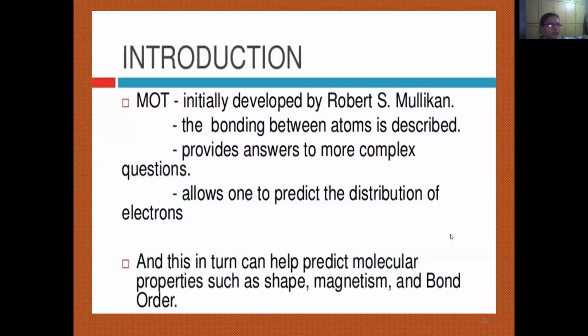Then coming to molecular orbital theory. Initially it was developed by Robert S. Mulliken. Bonding between the atoms is described here, and it allows us to predict the distribution of the electrons.